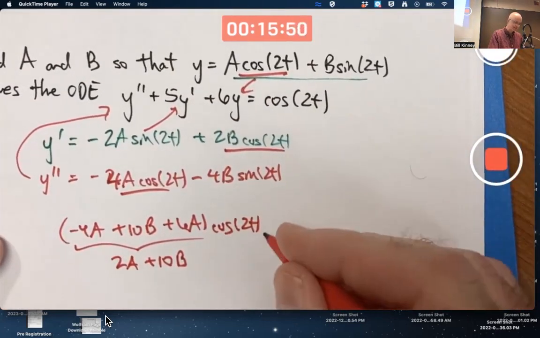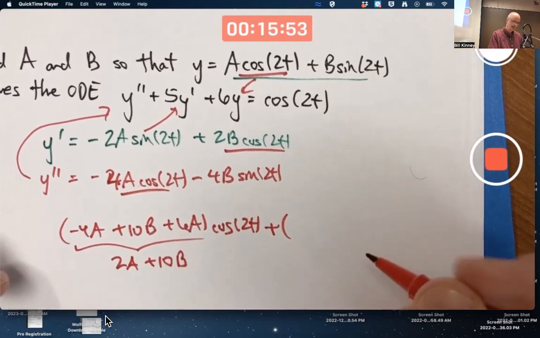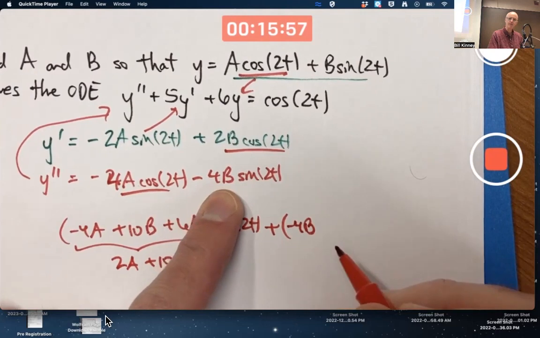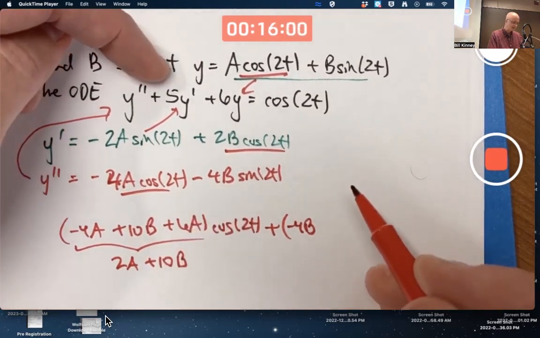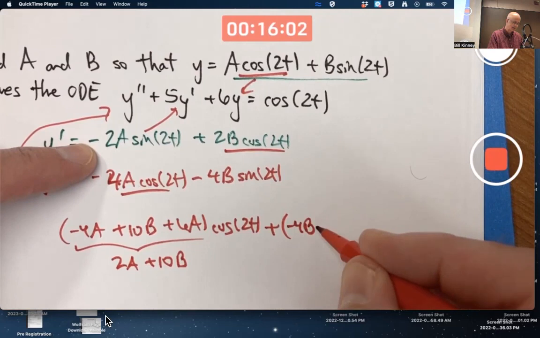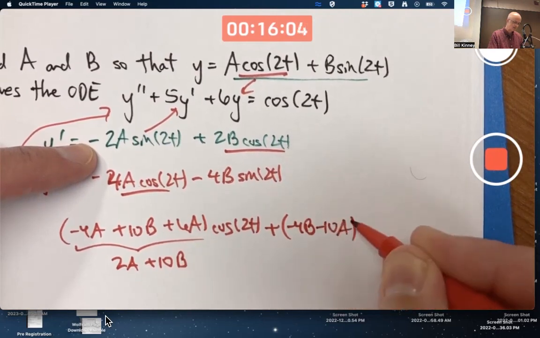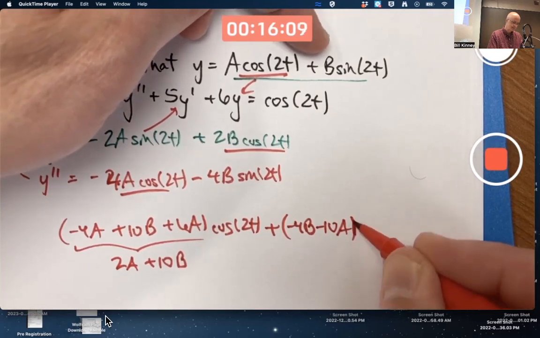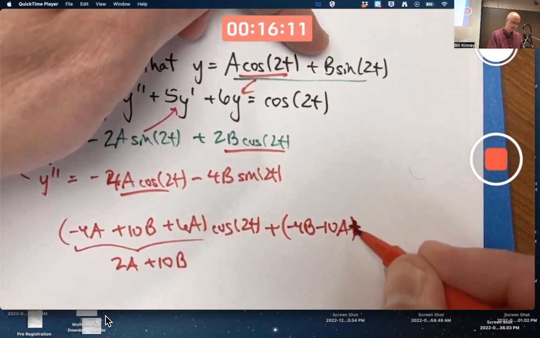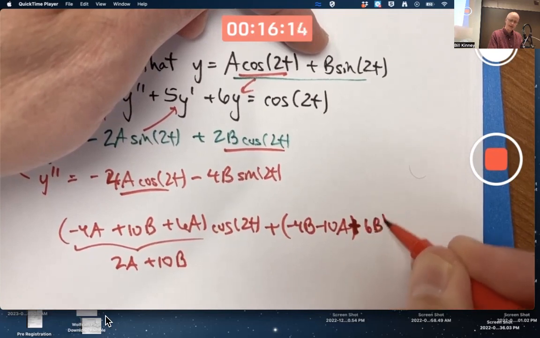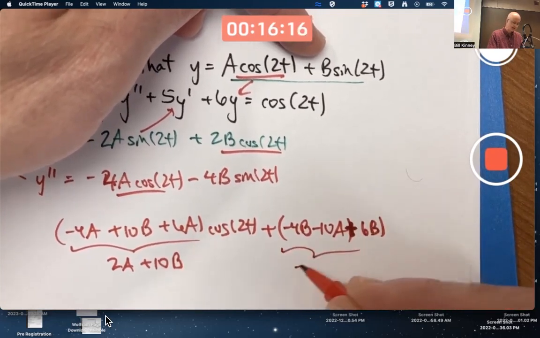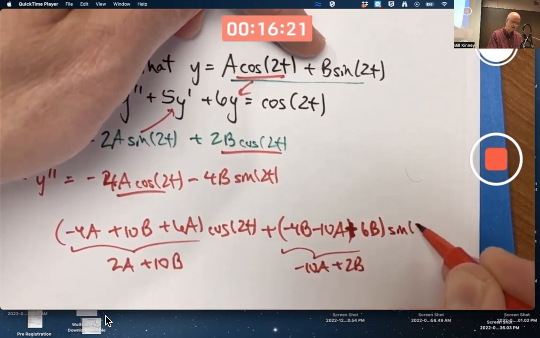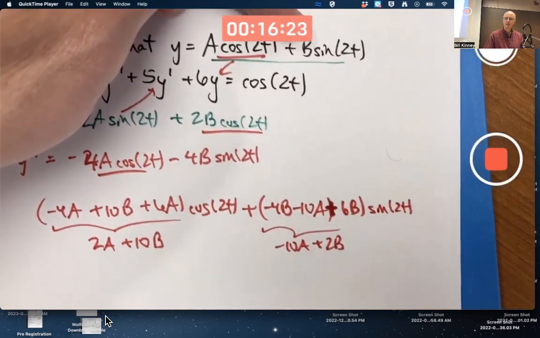For the term involving sine 2t, you got a negative 4b from right there, the y double prime. A 5 times negative 2a is negative 10a. Oops. And then a 6 times b is plus 6b, so that's a plus sign, not a parenthesis there. All that simplifies to negative 10a plus 2b, and that gets multiplied by sine 2t. Does that look good to people? No mistakes?